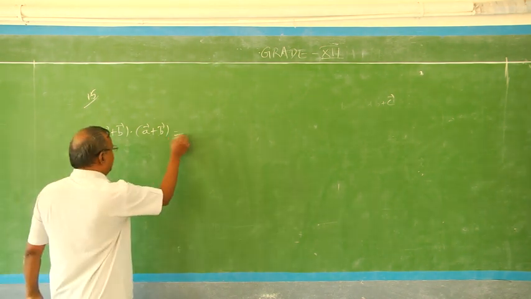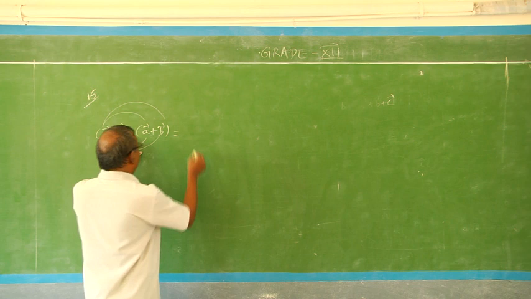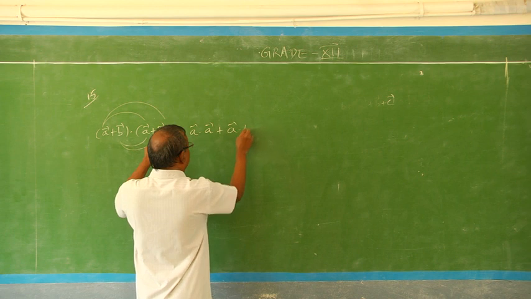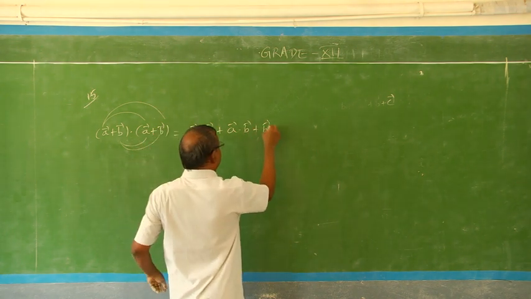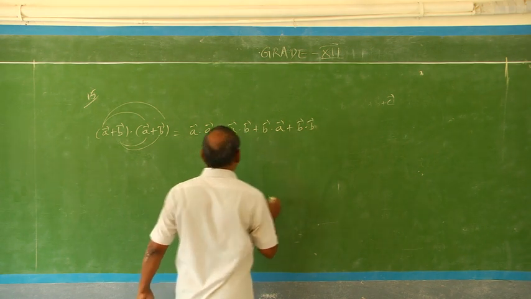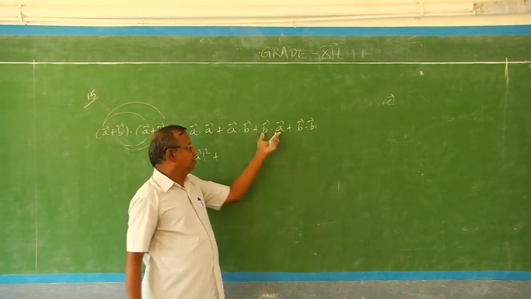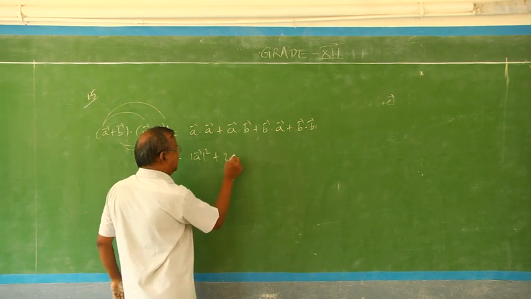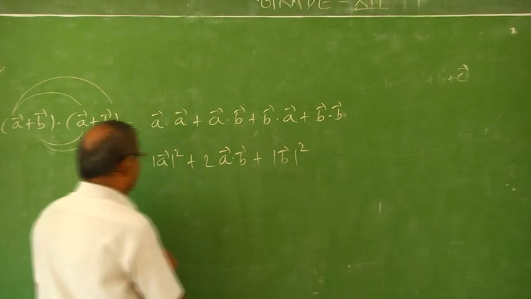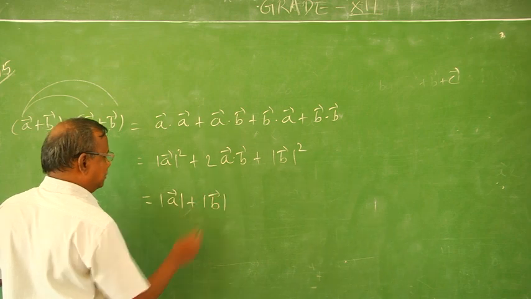Now taking dot product. Dot product is distributive over addition or subtraction. So similarly, A vector dot A vector plus A vector dot B vector plus B vector dot A vector plus B vector dot B vector. Now this is equal to modulus of A vector square plus A dot B plus B dot A, which are the same. So B dot A is nothing but A dot B, that is 2 into A vector dot B vector, plus modulus of B vector square. This is equal to modulus of A vector square plus modulus of B vector square.